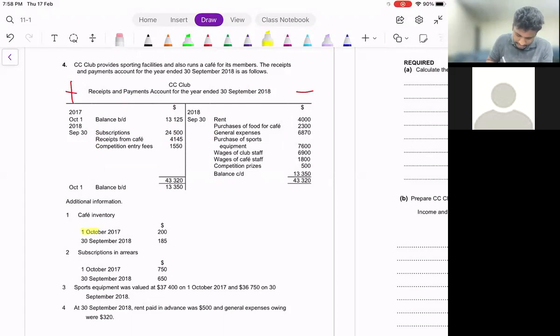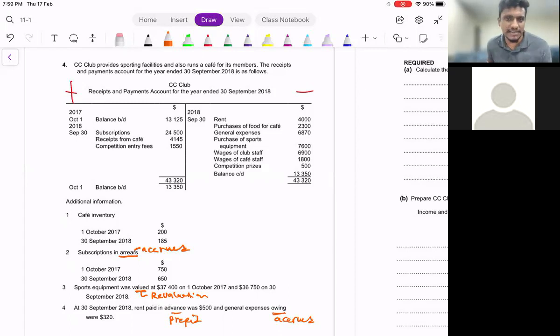Then they gave me the opening inventory of the cafe, closing inventory, and subscription arrears. What is the meaning of arrears? Arrears means accrued. Then sports equipment was valued at this much and this much, so this is revaluation. Depreciation in a revaluation method, later we calculate the depreciation. Rent paid in advance, and advance is prepaid. Owing means accrued. General expenses is accrued. So there's prepaid and there's accrued. These are the information given to us.